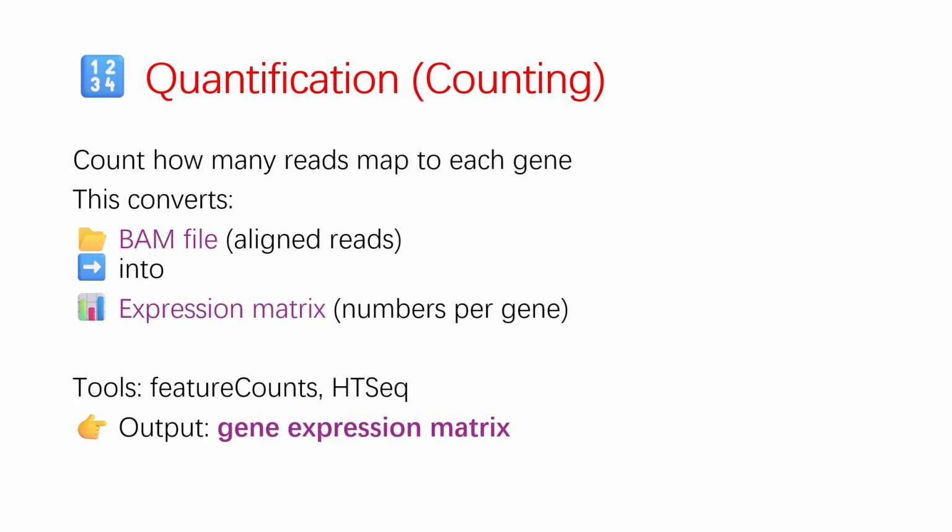Now we convert aligned reads into numbers. We count how many reads map to each gene using tools like featureCounts or HTSeq. This transforms our data from alignment files into a gene expression matrix, where each number represents how active a gene is. This is the first step where biology becomes measurable.